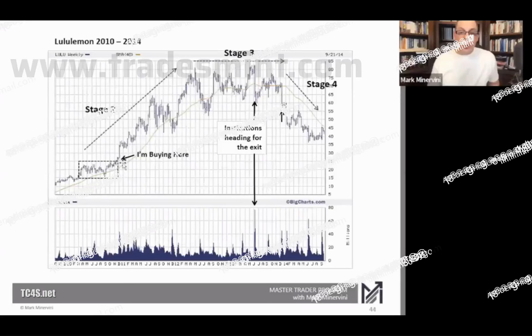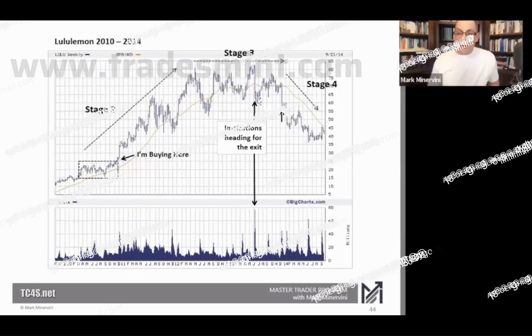Now, this is a stock. This is Lulu. This is where I was buying Lulu, right here. You see, you're already in a stage 2. I'm not trying to guess or play it in stage 1 or stage 4. We're already in a stage 2, and it starts breaking out. You see it accelerates very quickly. That's what I want, to get at a profit as quickly as possible.